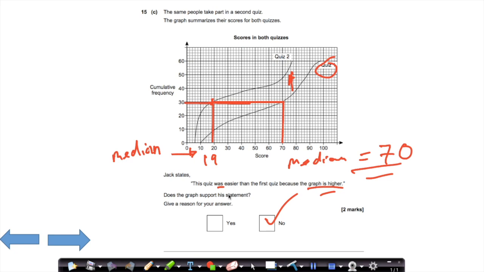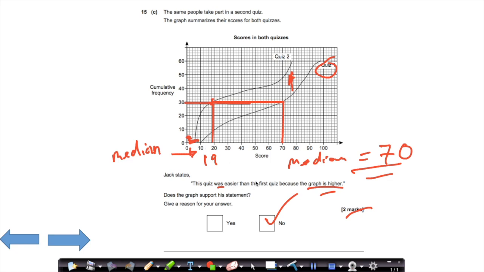What you could also say for one of the marks is no. So this is out of 2 marks. So one of the marks would be no, but then also giving a partial reason. So for example, if you say no one scored less than 10, that would be a partial reason for quiz 1 being maybe easier.